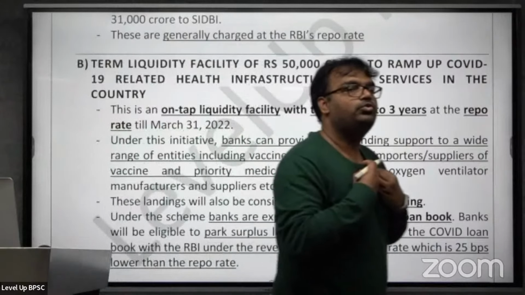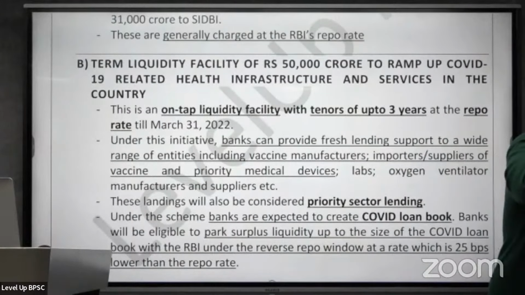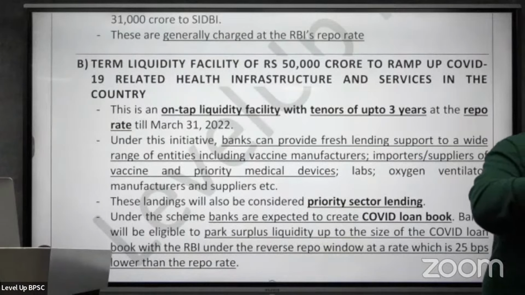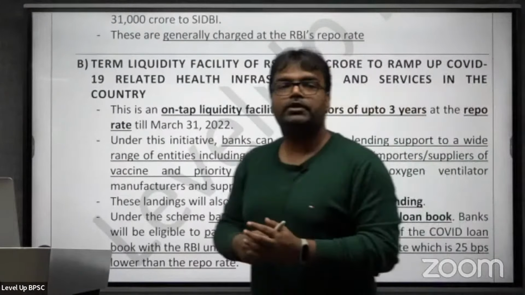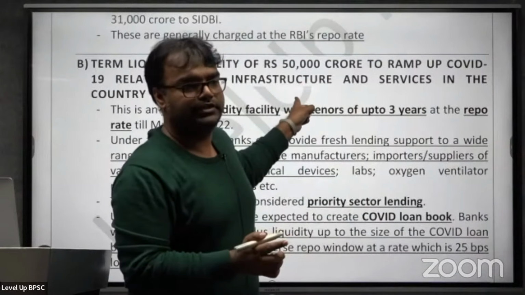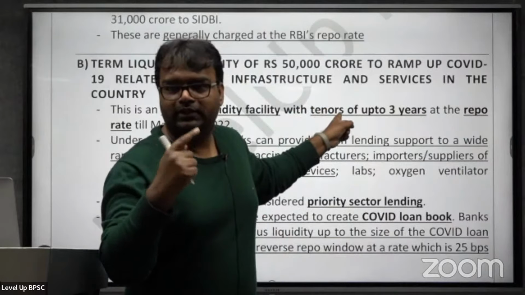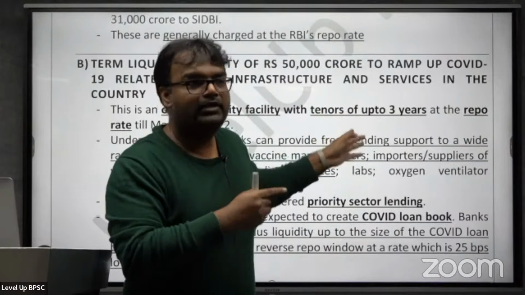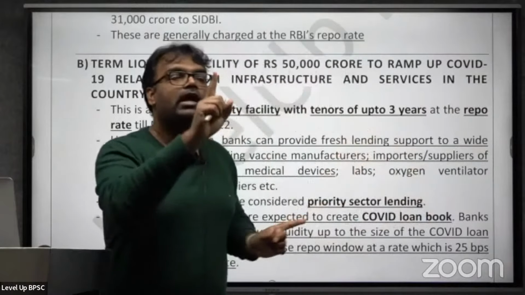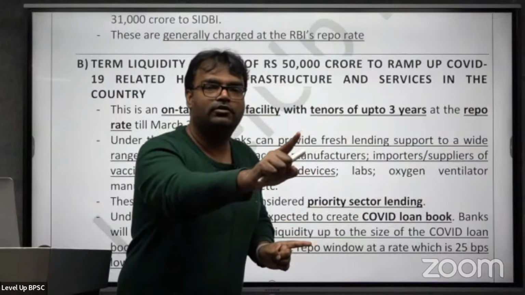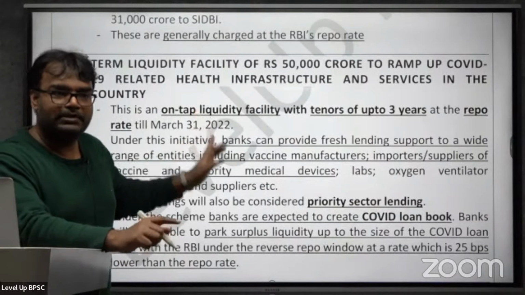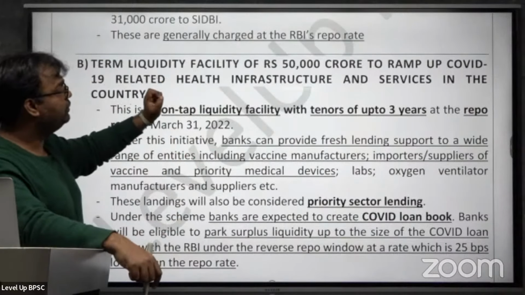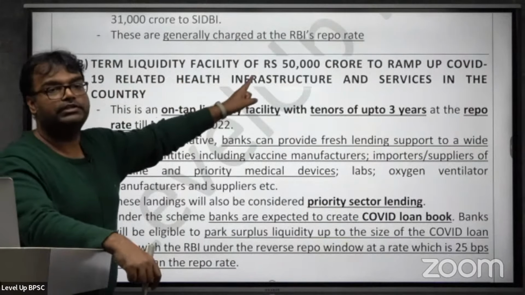Let's say I'm a bank, I'll go to RBI, and on tap means whenever you tap, like a water tap, you switch on the tap, you get water supply. On tap facility means that whenever you go, you can. So let's say I'm a bank, I'll go to RBI that I need 5,000 crore rupees under this initiative. You give it to me for 3 years at the repo rate, and then this 5,000 crore rupees which I have taken, I'll only be able to give for dealing with COVID-19 related things. This money will not go anywhere else, hence the term liquidity facility to ramp up COVID-19 related health infrastructure and services.